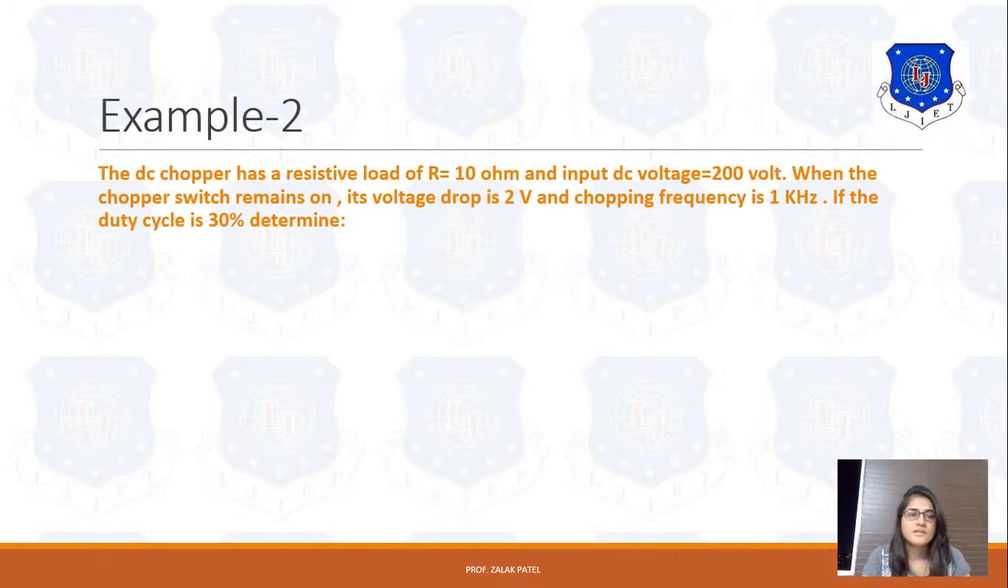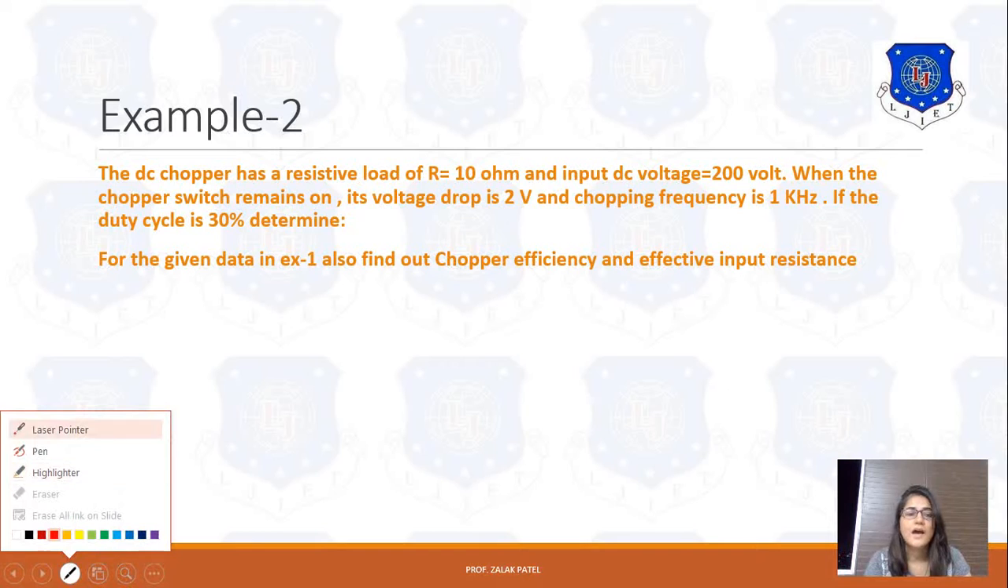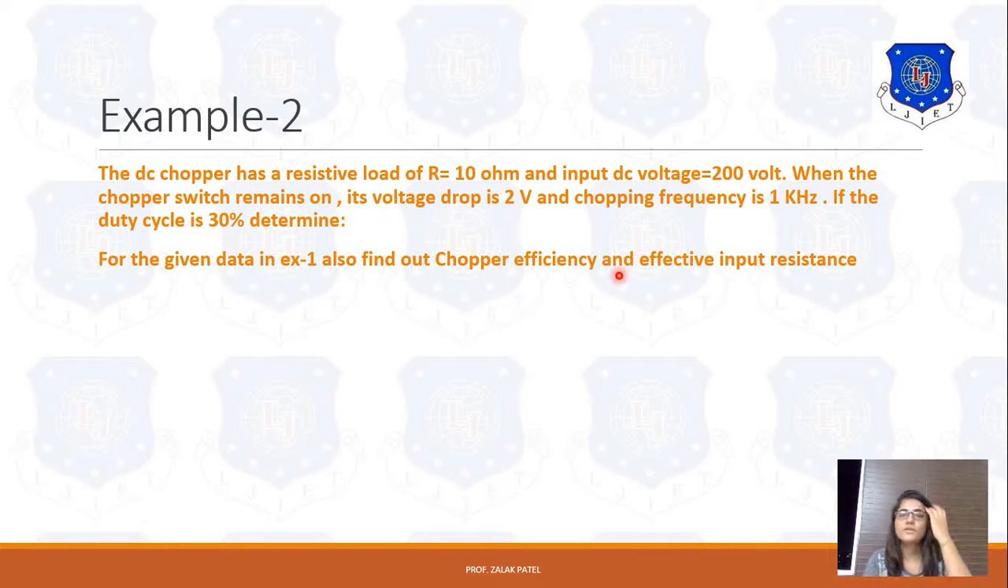First of all, as we discussed in the last lecture, one example: the DC chopper has a resistive load of R equal to 10 ohm. This problem statement is example number 1, and we have to find the chopper efficiency. Now this is our example number 2: for the given data in example number 1, you have to find the chopper efficiency and the effective input resistance.